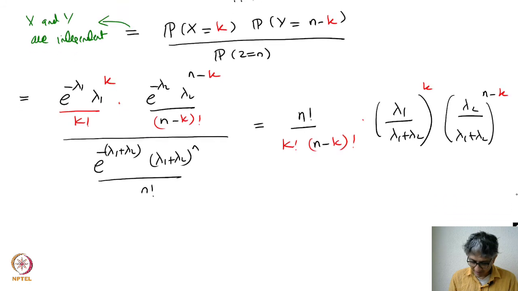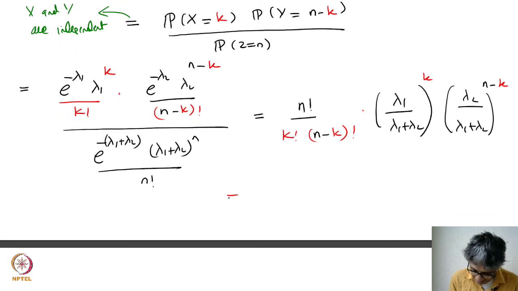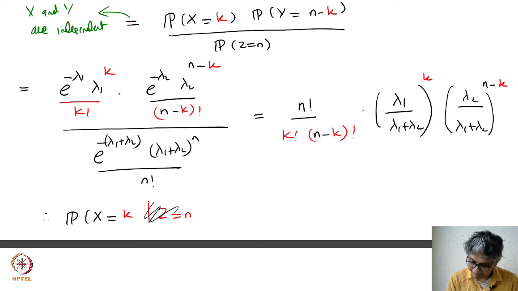But if you stare a little bit, what do you get? So what have we shown? We have shown that the chance that X is equal to k given Z equal to n, sorry about that, it's in black.